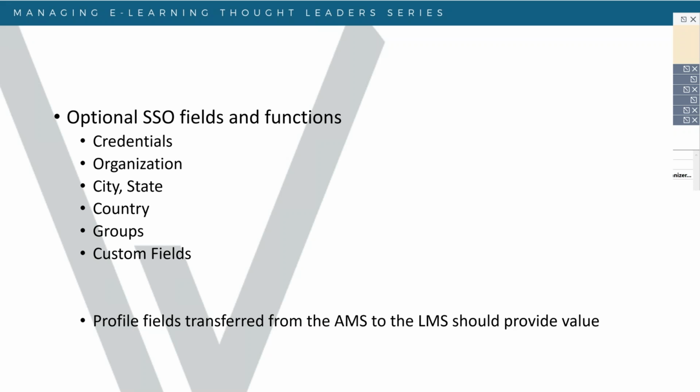So credentials are one that I see a lot coming over on a profile sync. The organization, so any sort of institution or company or organization that they're affiliated with is another thing that comes over quite a bit. City and state, the country, and I'm gonna go back to groups in just a second, but then also custom fields. So sometimes there are going to be some custom fields or custom information like a validation number or a licensing number that you would need to bring over for your certain needs.